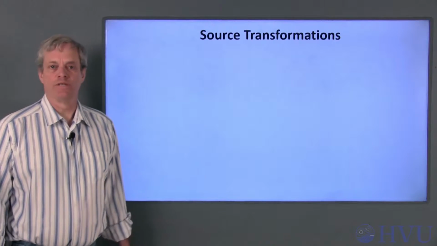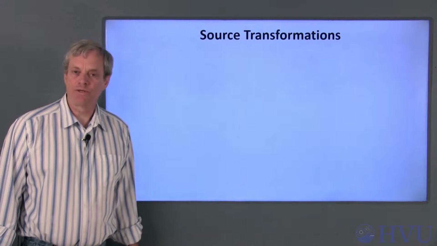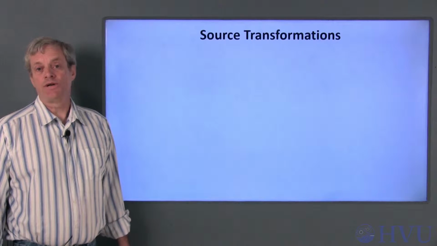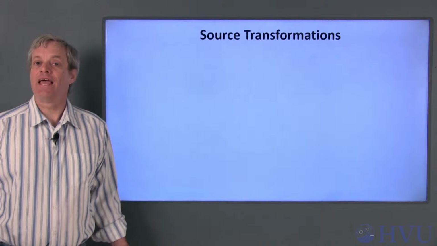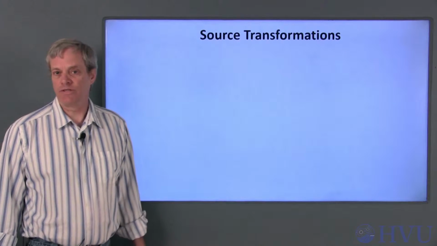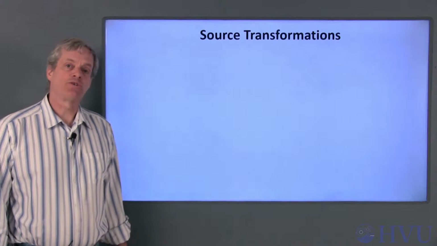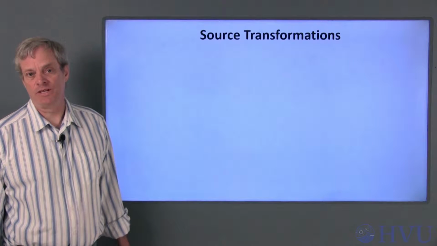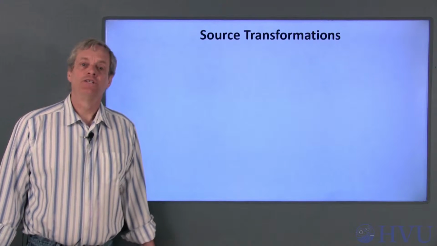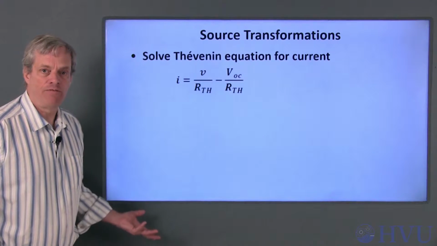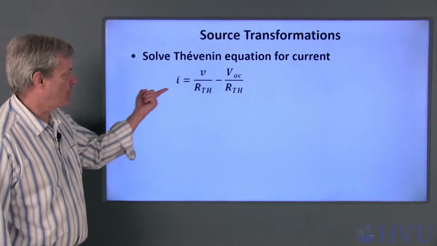Combining Thevenin's and Norton's theorems leads to what's called a source transformation. A source transformation allows us to convert any voltage source that's in series with a resistance to a current source in parallel with the same resistance, and vice versa. To show how to do this, I'll first solve the equation of Thevenin's theorem for the current.